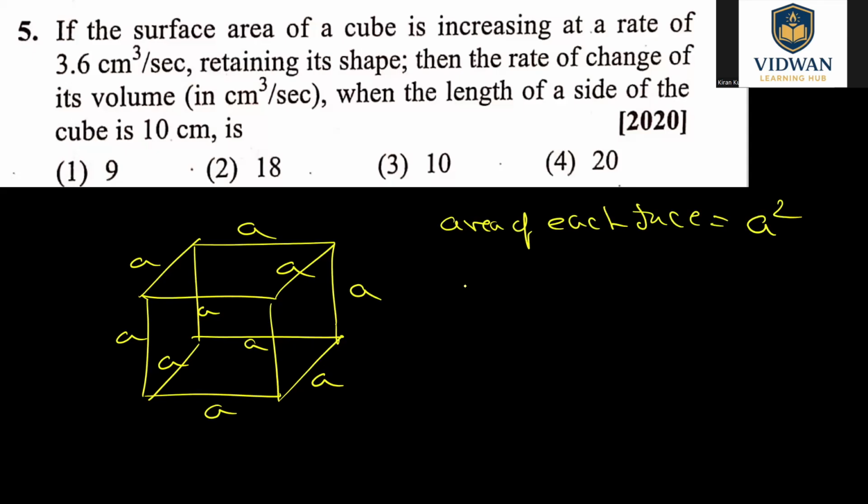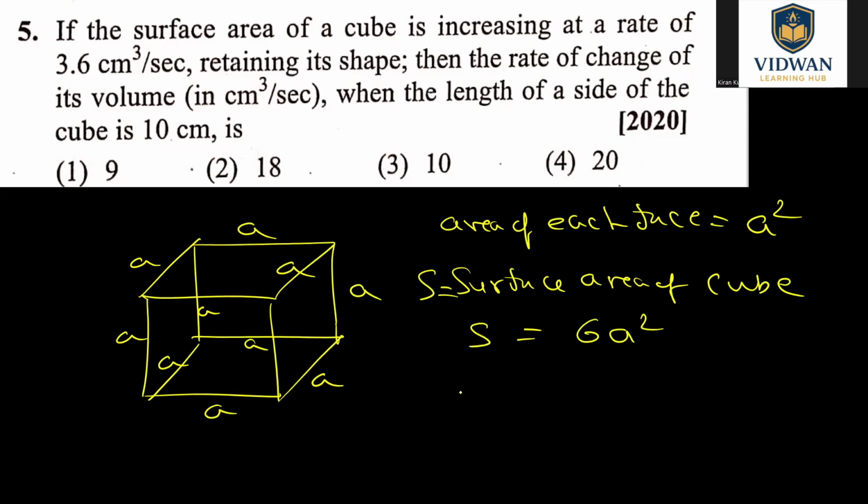So when you are writing surface area of the cube, you have to add the areas of all the faces. Surface area of a cube. You have to add the area of all the faces. So if you add all the areas, there are 6 faces. So a square will be 6 times. So this is S.